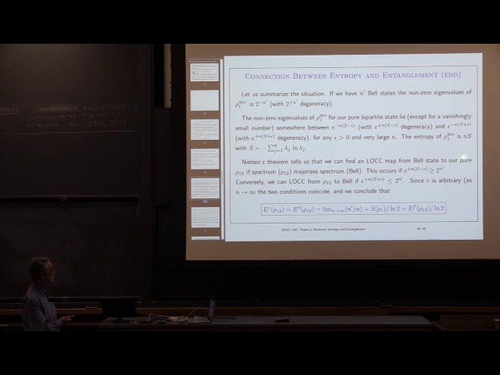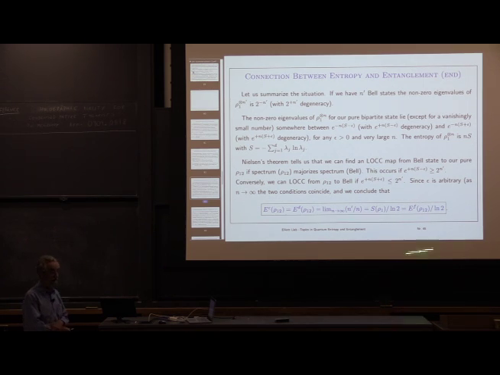Which is, of course, 2 to the n prime. Conversely, we can LOCC from our rho to Bell if e to the n times s plus epsilon is less than 2 to the n prime. So the majorization goes the other way. Now these two conditions look the same. They are the same.